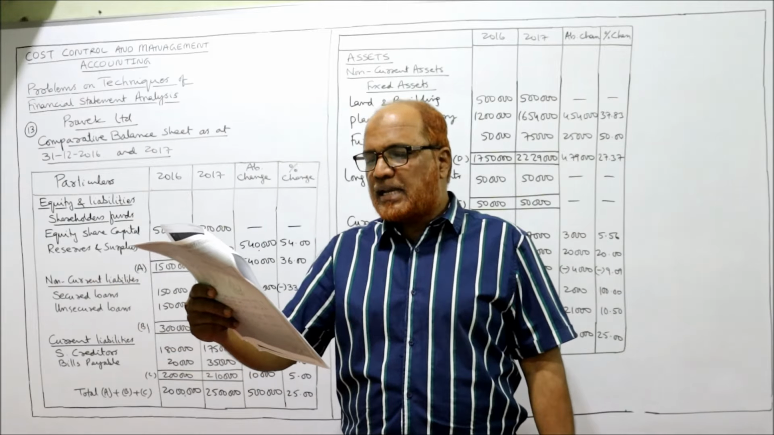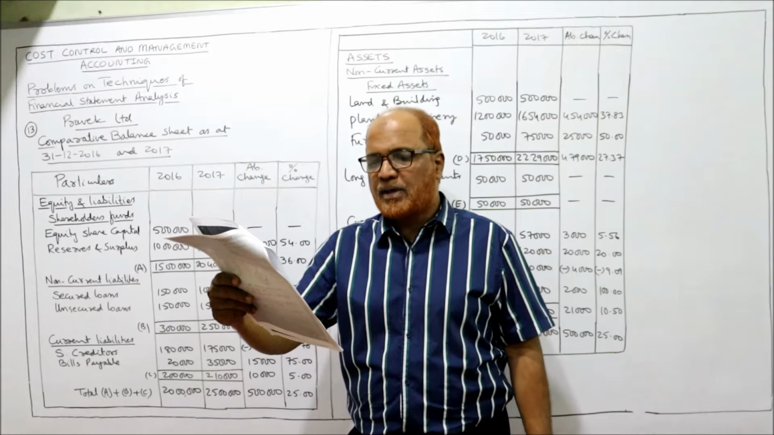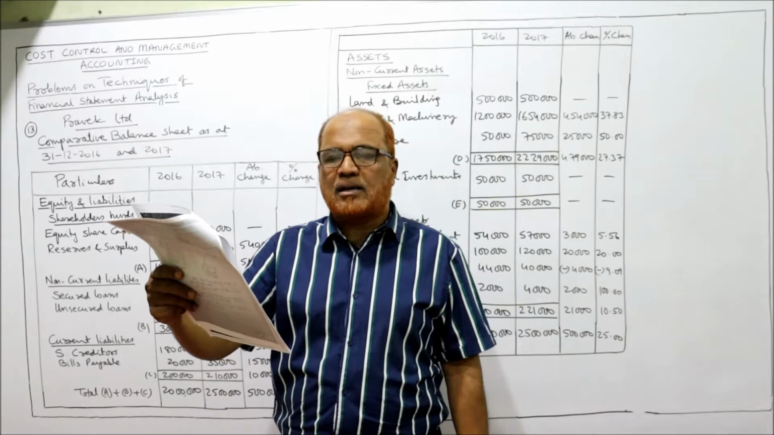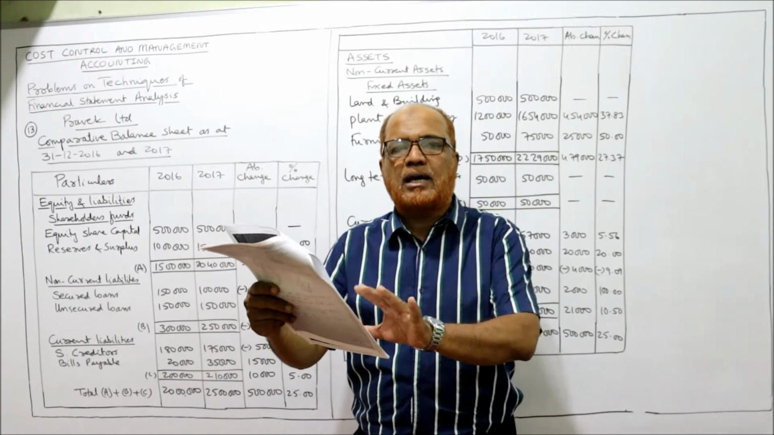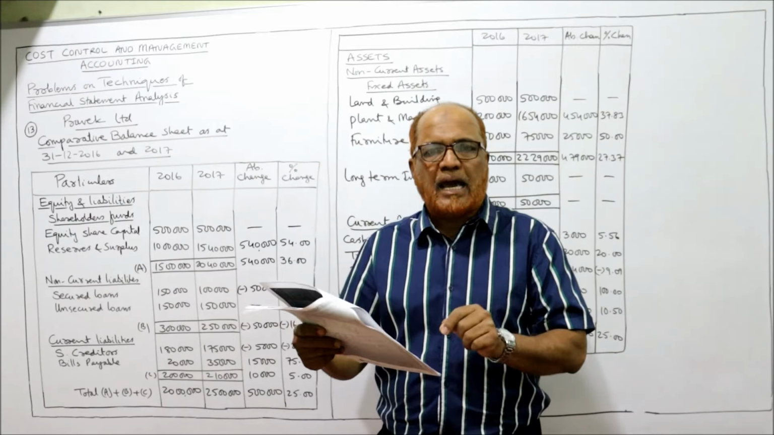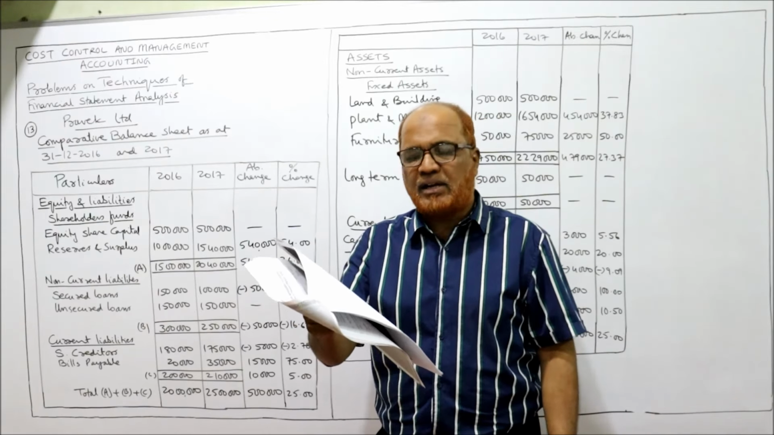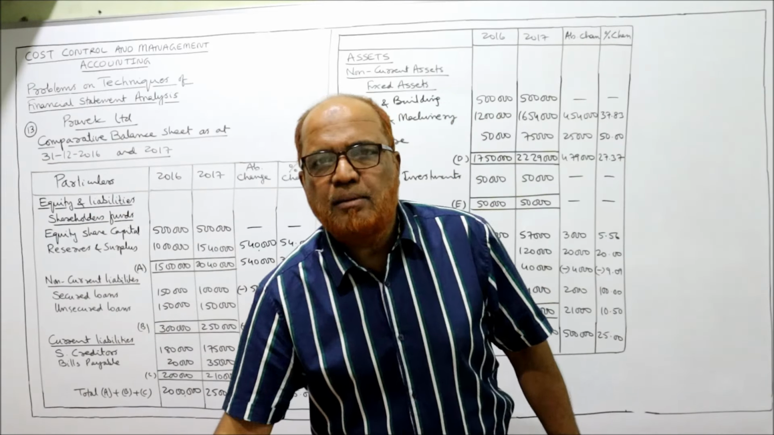Then non-current liabilities consist of two items, secured loan and unsecured loan. And current liabilities are sundry creditors and bills payable. Already clearly the three heads are given: that is shareholders fund, non-current liability and current liability. Last year 2016, current year 2017. The figures are given. Same thing I have copied here.